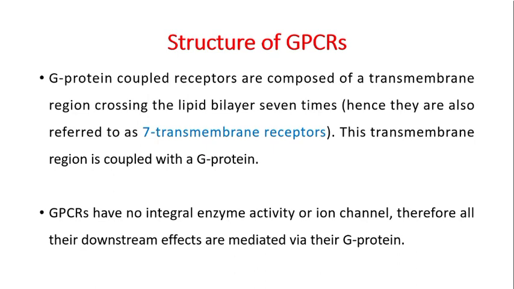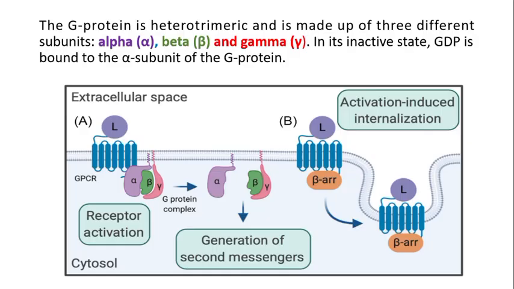Structure of GPCRs. G protein coupled receptors are composed of a transmembrane region. It crosses the lipid bilayer 7 times, so this is called a 7 transmembrane receptor. This region is coupled with the G protein. GPCRs have no integral enzyme activity or ion channel. Therefore, all their downstream effects are mediated via their G protein only.